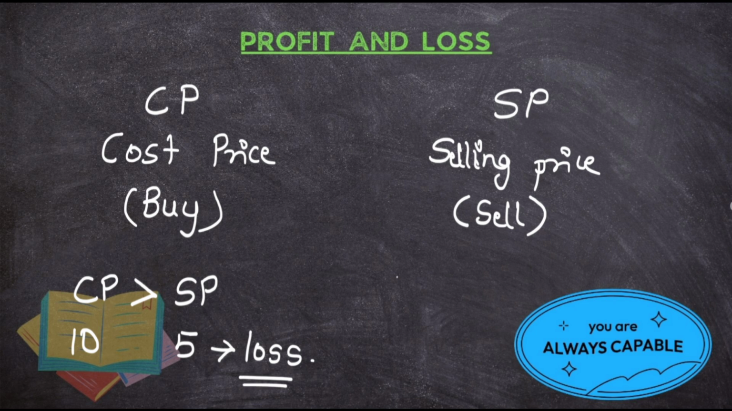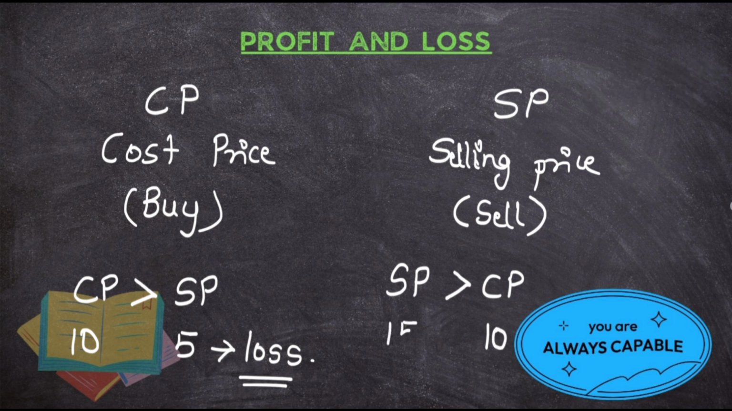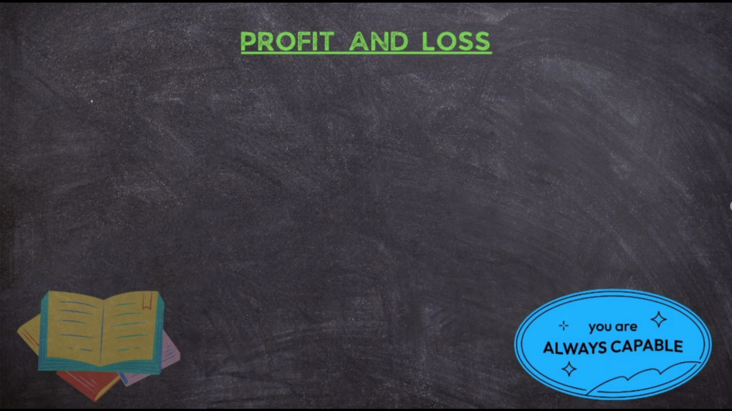Similarly, when the selling price is more and the cost price is less. Let's say a person buys a product at a cost price of 10 rupees and sells it at 15 rupees. So you are buying at 10 rupees and selling at more, that is 15 rupees. That means in this case, he is going to have a profit.